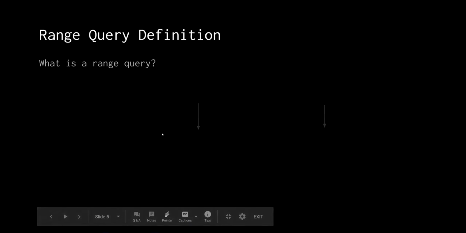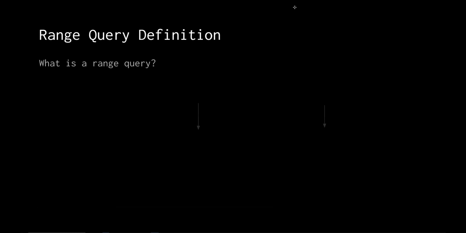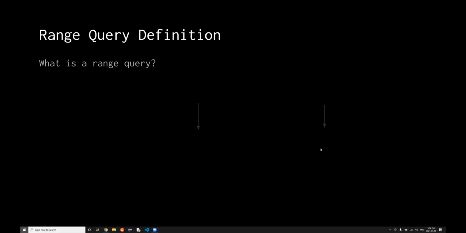So I'm going to talk a little bit about range queries, and I want to ask anyone in the audience if they actually know what a range query is before we explain what it is. Does anybody have a guess what range queries are?